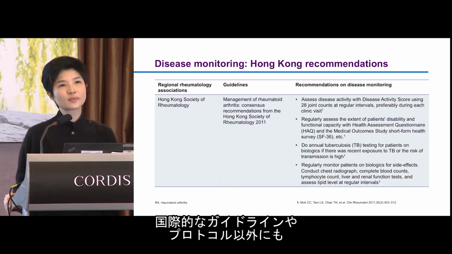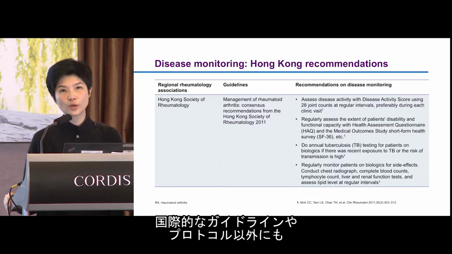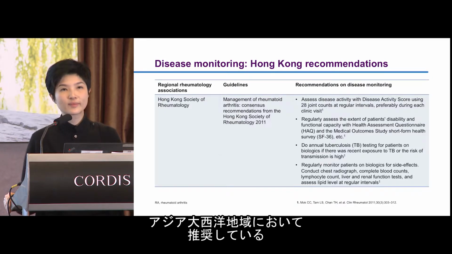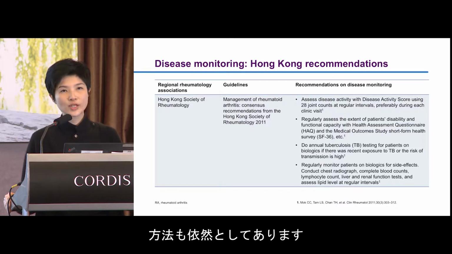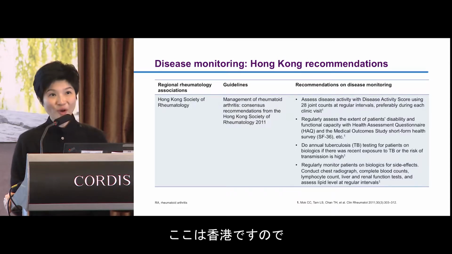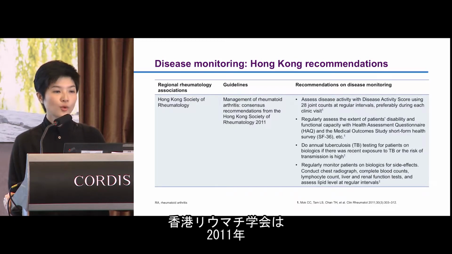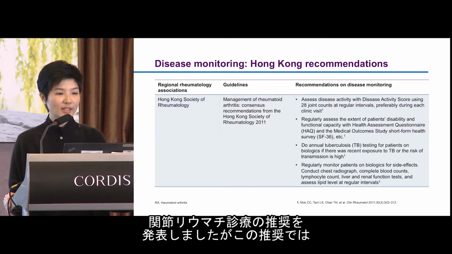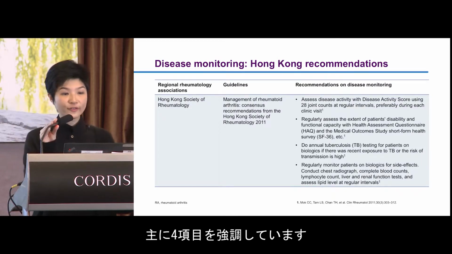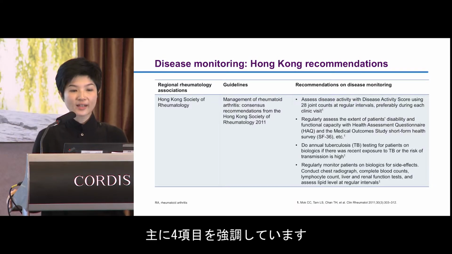So apart from international guidelines and protocols, there are still some recommendations from other regions of the Asia Pacific. Since you are now in Hong Kong, I would like to highlight our local recommendations. The Hong Kong Society of Rheumatology published RA management consensus recommendations in 2011. It highlights 4 major items.